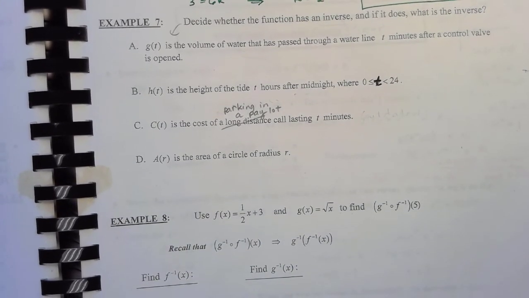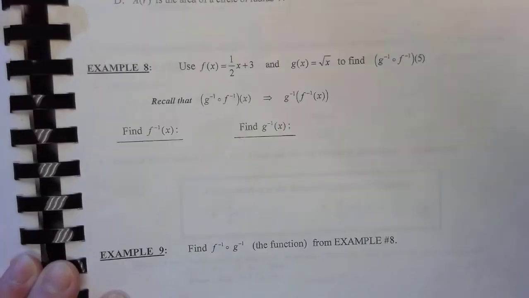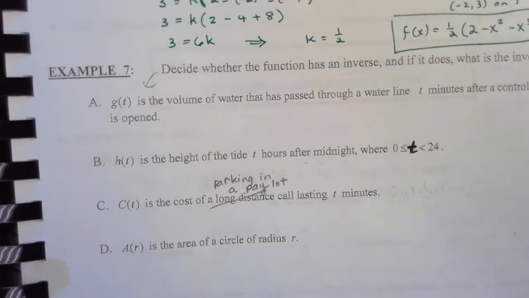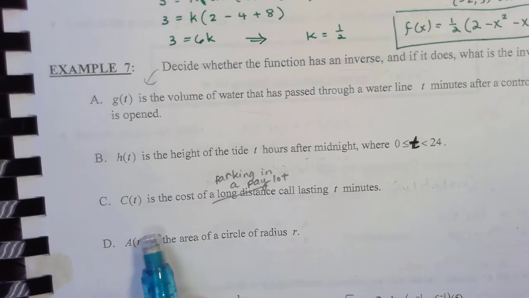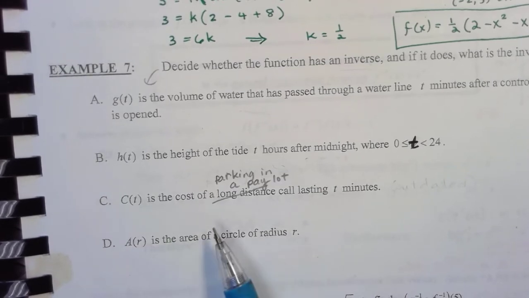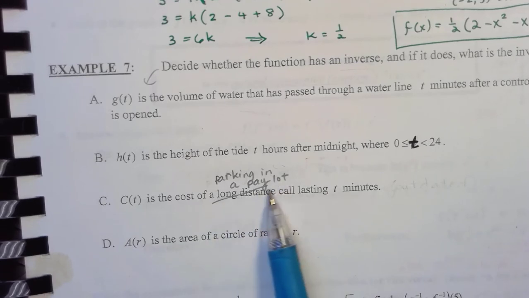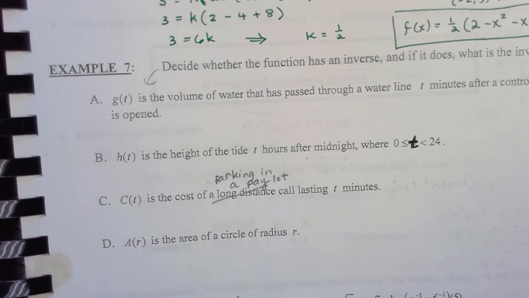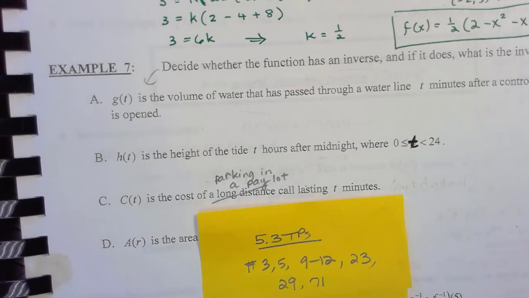Examples 7, 8, and 9, I will leave to you to work on. Let's make a little change on 7C. It used to be you had to pay for long distance by the minute, so let's change it to parking in a paid parking lot, lasting T minutes. That's still relevant. And your TPs for this section are numbers 3, 5, 9 through 12, 23, 29, 71.